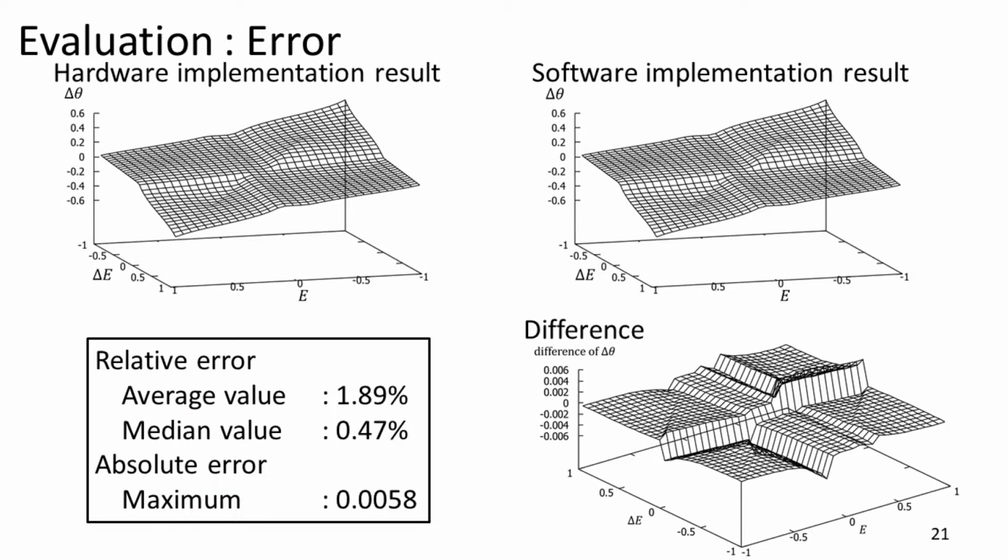Hardware and software implementation results and their difference are shown in this slide. The output value of hardware and software implementations looks almost the same. However, hardware implementation result has errors, because grades of fuzzy set are quantized as 8-bit and fixed point model operations are used in hardware implementation.